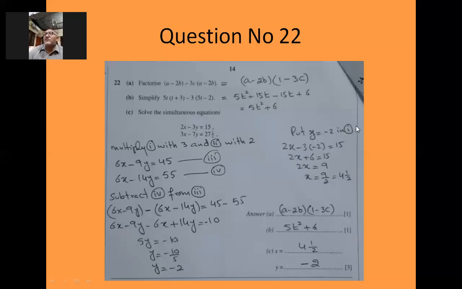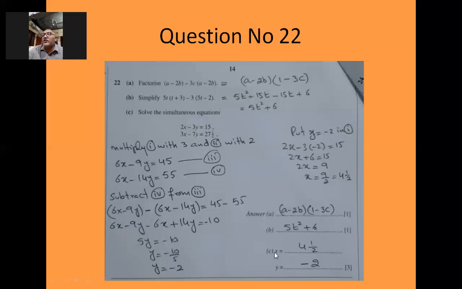So put y equals minus 2 in equation number 1. I have taken this first equation, 2x minus 3 into minus 2. In the place of y, I have substituted minus 2. So you will have 2x plus 6 equals 15. So 2x is equal to 15 minus 6, and that will be 9. So 2x is equal to 9. So x is equal to 9 by 2. So that will be 4 whole 1 by 2. So that is 4.5.